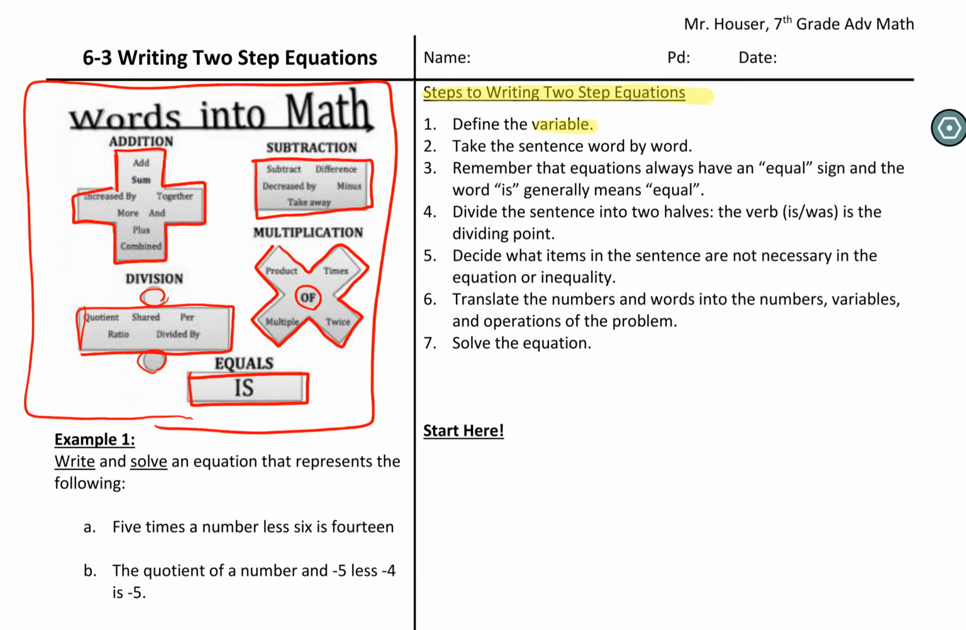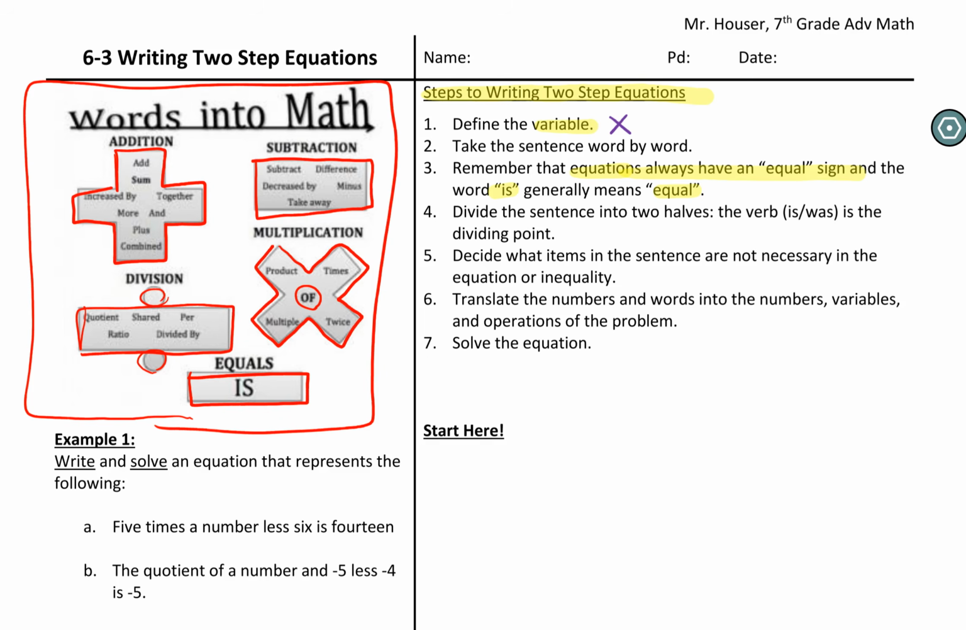Make sure you define your variable. A good one that we'll normally use is x, but feel free to use whatever fits the context of the problem. Take the sentence word by word. Again, remember that equations have an equal sign. They are not expressions, and the word is going to mean equal here.